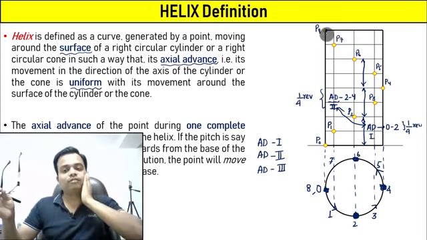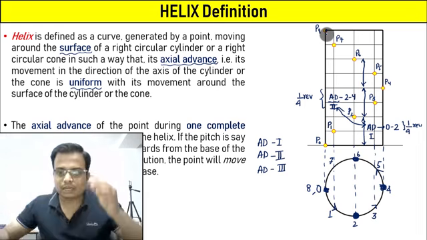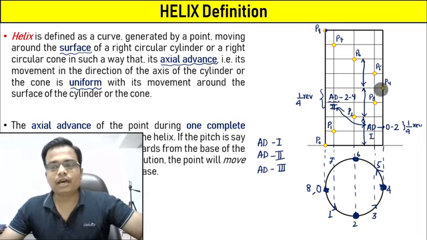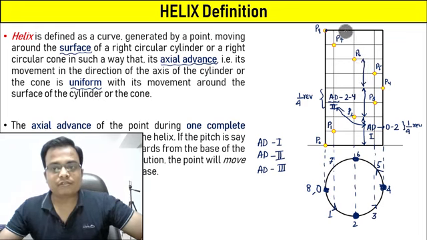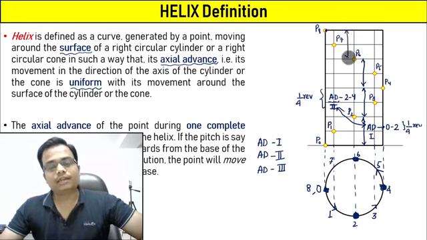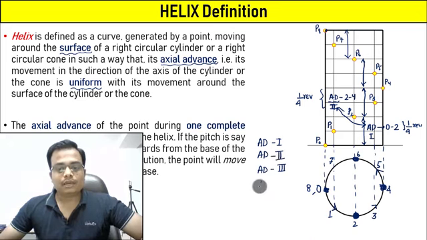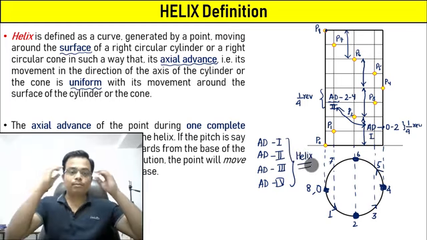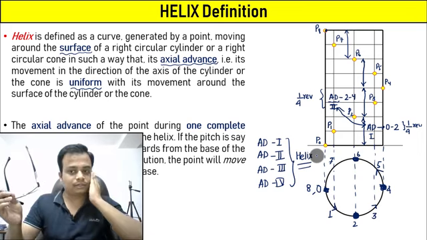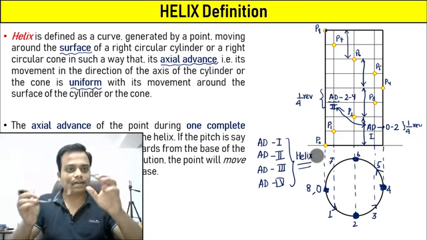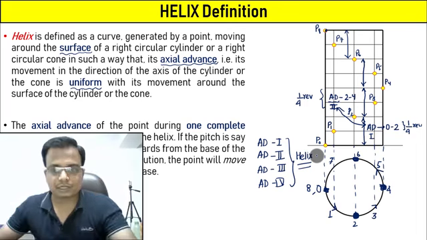So for 1/4 of the revolution, it's same. For the next 1/4 revolution, again it's same. For the next 1/4 revolution, again this axial advance is same. And for the final 1/4 of the revolution, again the axial advance remains same. And when this is so, the sort of curve that you are going to get is a helix. Now another important point with respect to a helix is pitch. Let me just show you what exactly is meant by a pitch.